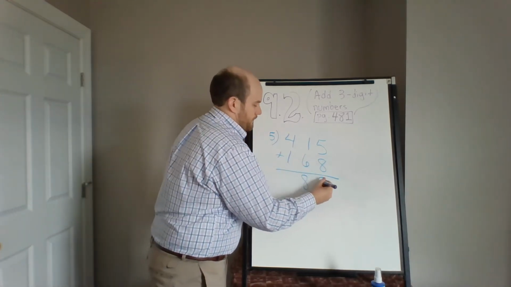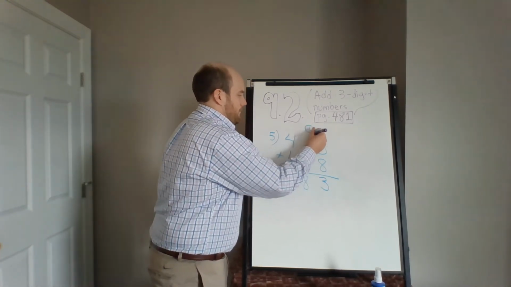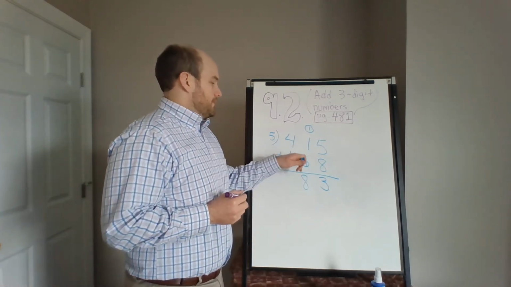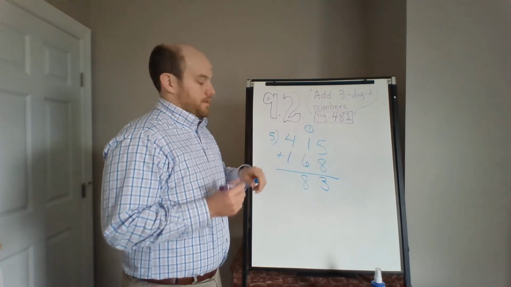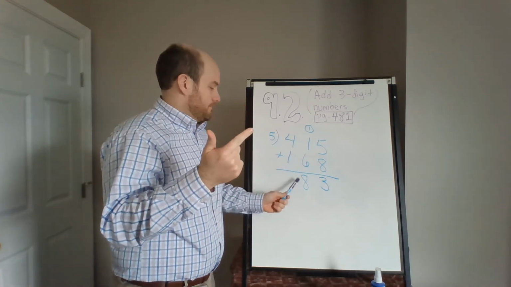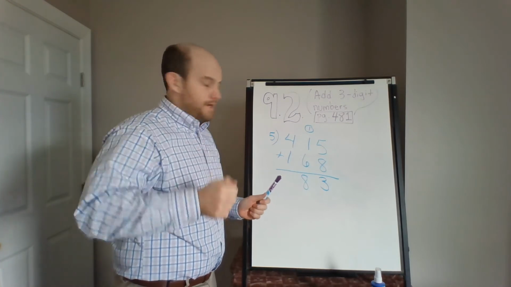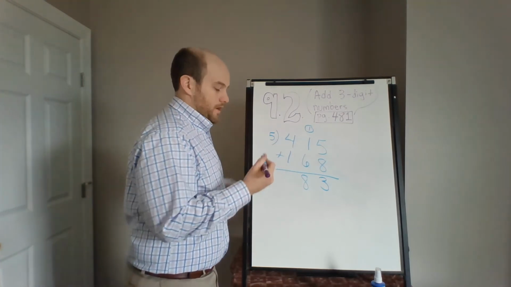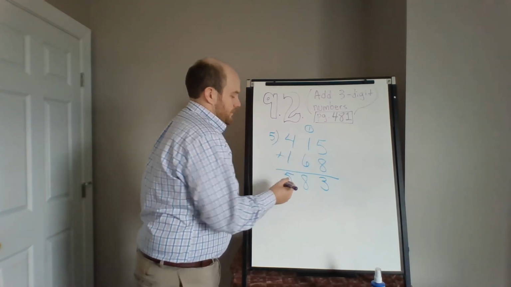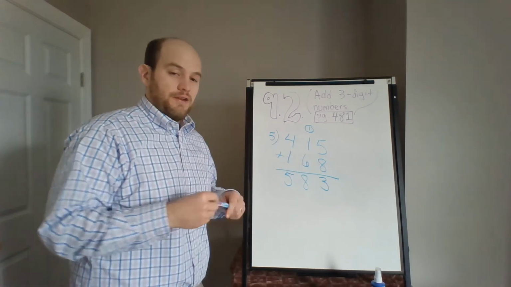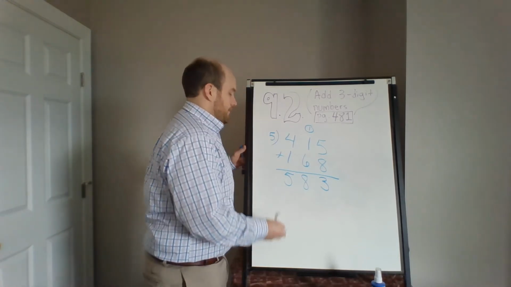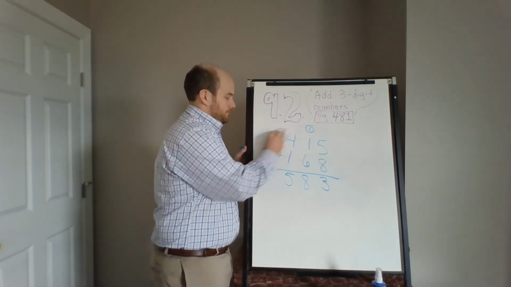I put my 3 down. I carry my 1 in that space that they put on there. Then 6 plus 1 plus 1. All right. Well, 6, 7, 8. All right. Then 4 plus 1, 4, 5. The answer to number 5 is 583. All righty. Good work.